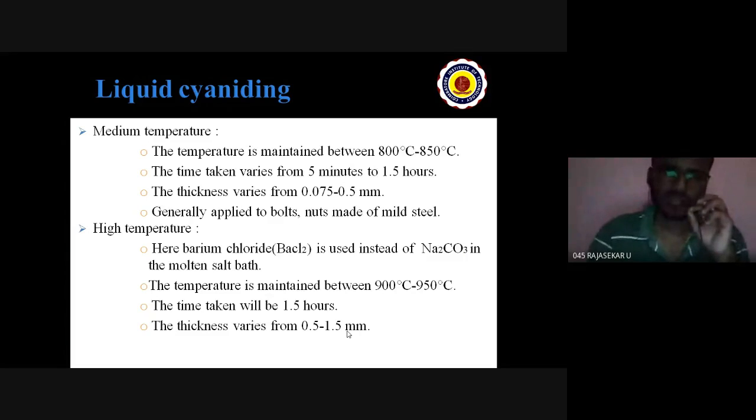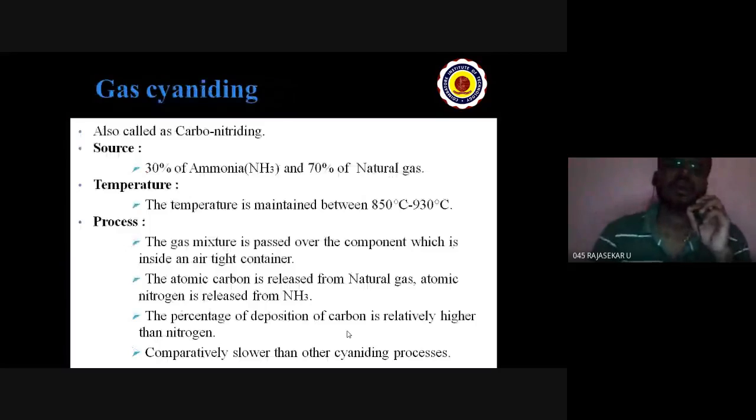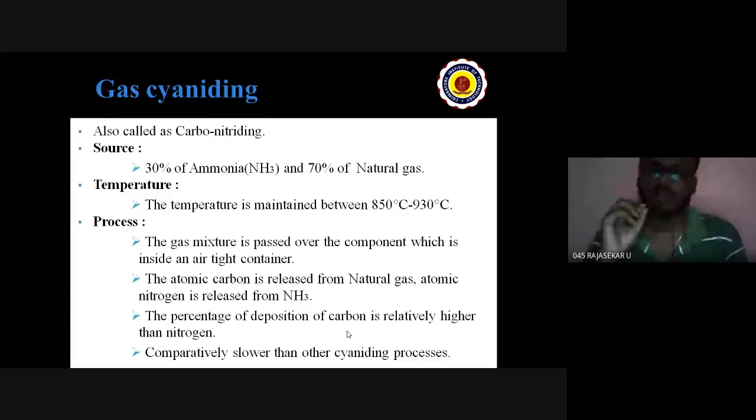Then comes the gas cyaniding process. It is also called carbonitriding. The source is a mixture containing 30% ammonia and 70% natural gas. The temperature is maintained between 850 degrees centigrade and 930 degrees centigrade. The gas mixture is passed over the component, which is inside an airtight container maintained in a furnace. Atomic carbon is released from the natural gas, and atomic nitrogen is released from the ammonia.